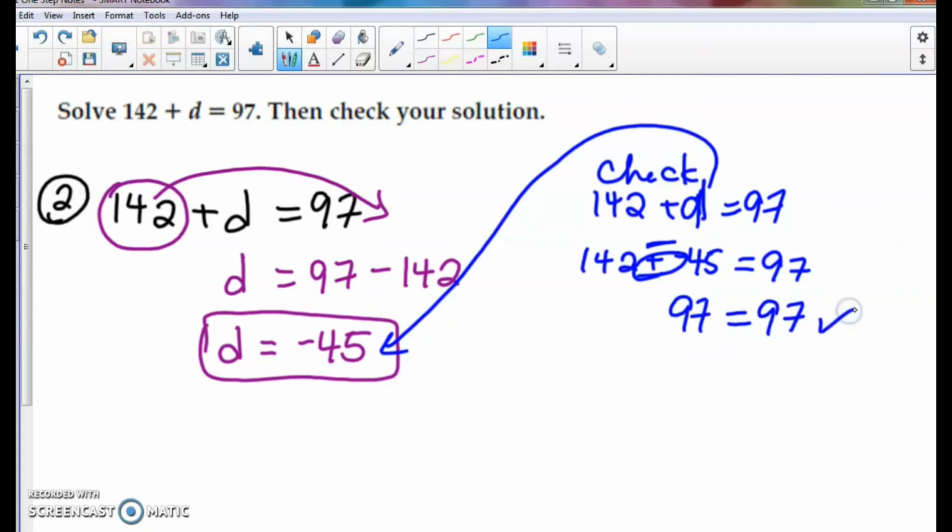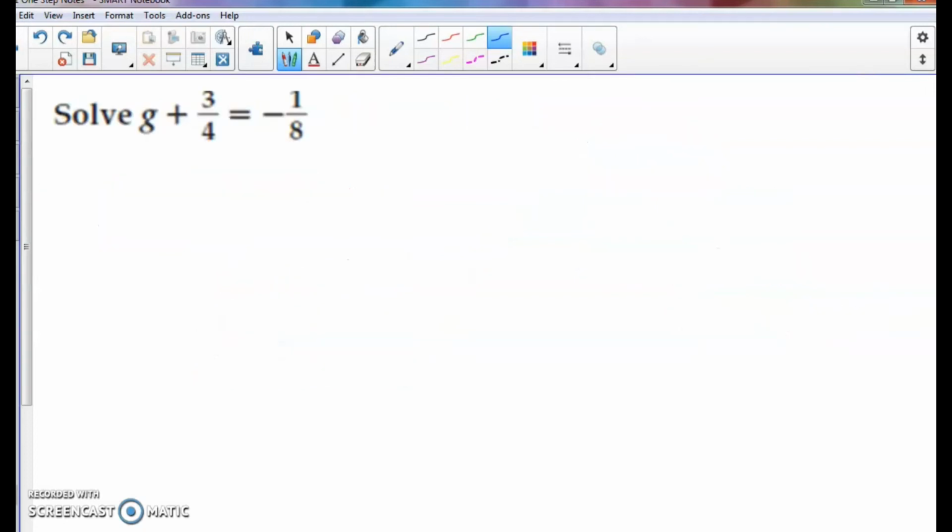So that checks. Now for this next one, we're going to practice using Desmos, so have that handy as we look at example 3. We have g plus 3/4 equals negative 1/8.